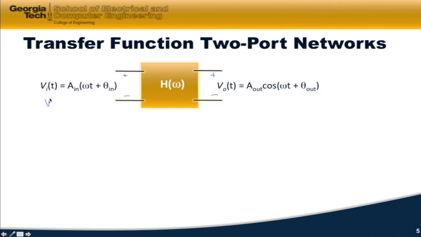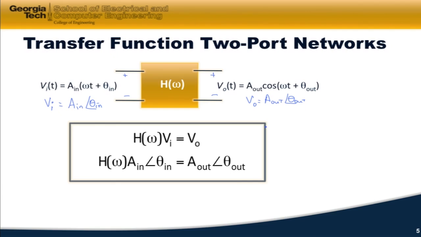For shorthand notation, we define what we call a phasor, which is just a shorthand notation to show the input amplitude, or we can call it the magnitude, and the angle. And the output phasor is the output amplitude and the corresponding phase. And the transfer function just shows what happens in the circuit. So how does the circuit handle the input to give you that output?